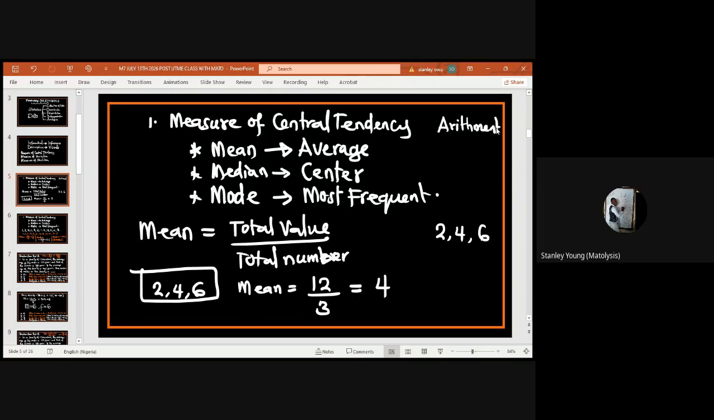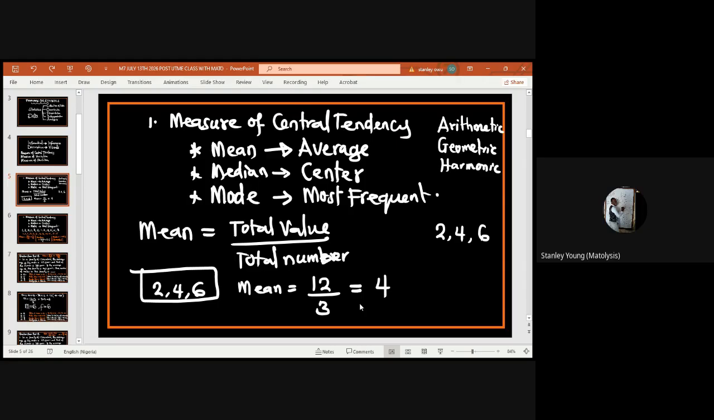So it can be arithmetic, the geometric mean, and the harmonic mean. When they use the word mean ordinarily, they are implying the arithmetic mean, and that's the commonest form of mean. The arithmetic mean is just finding the average, which is total value over what? Total number of entities. Like in this case where you have 2, 4, 6, the mean is the sum, which is 12, divided by the numbers, which is 3. That gives us 4.